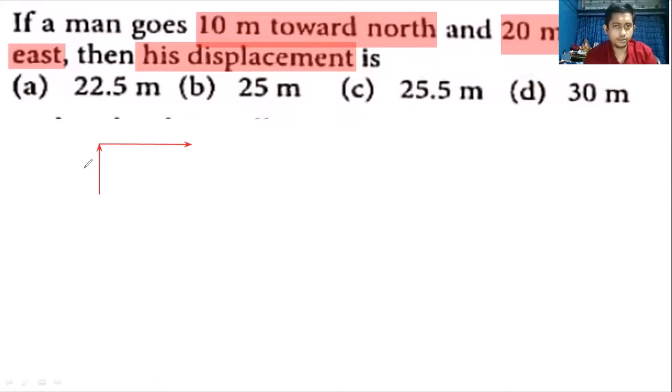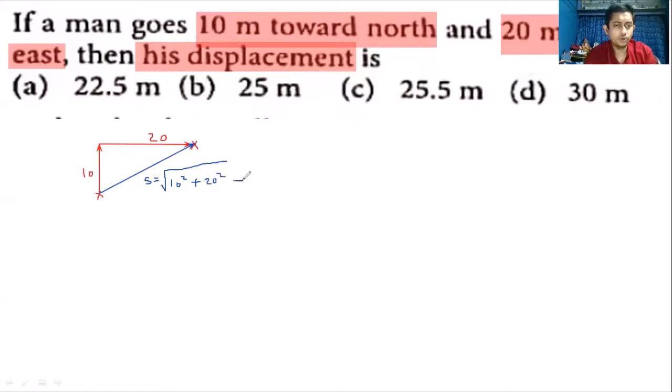If a person is going 10 meters to the north and 20 meters to the east, then this becomes the initial position of the person and this becomes the final position. The shortest distance between the initial and the final position gives us displacement, and that's what they are asking us. So this is displacement S. How to find it? This is the hypotenuse of the triangle, so hypotenuse equals under root of one side square plus other side square, that is under root of 10 square plus 20 square.